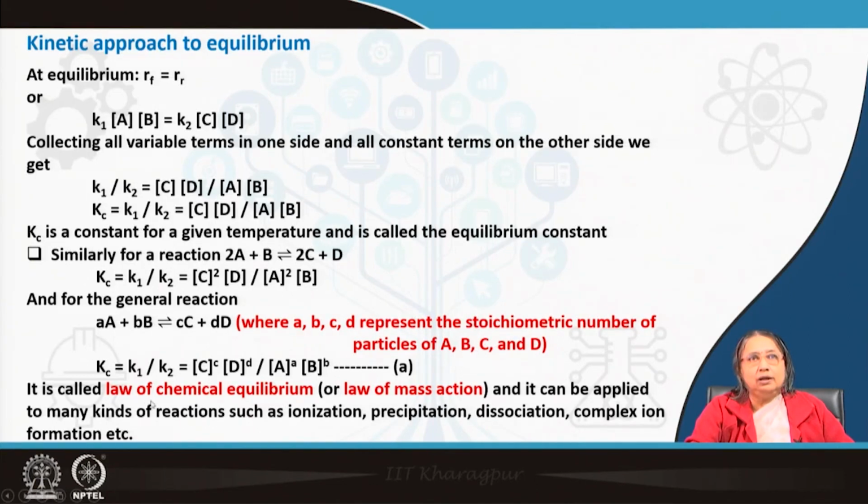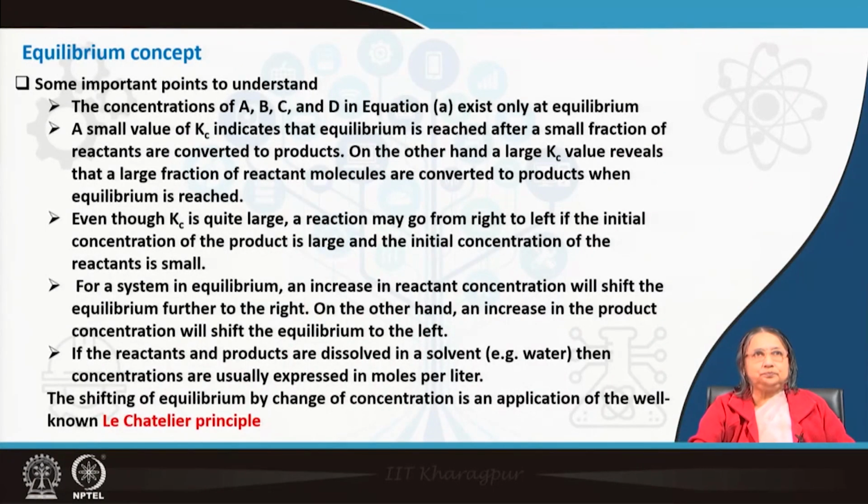It is also called the law of chemical equilibrium or the law of mass action, and it can be applied to many kinds of reactions, such as ionization reactions, precipitation reactions, dissociation reactions, and complex ion formation. This is the basics of chemical equilibrium. We will see many different applications of this type of expression.